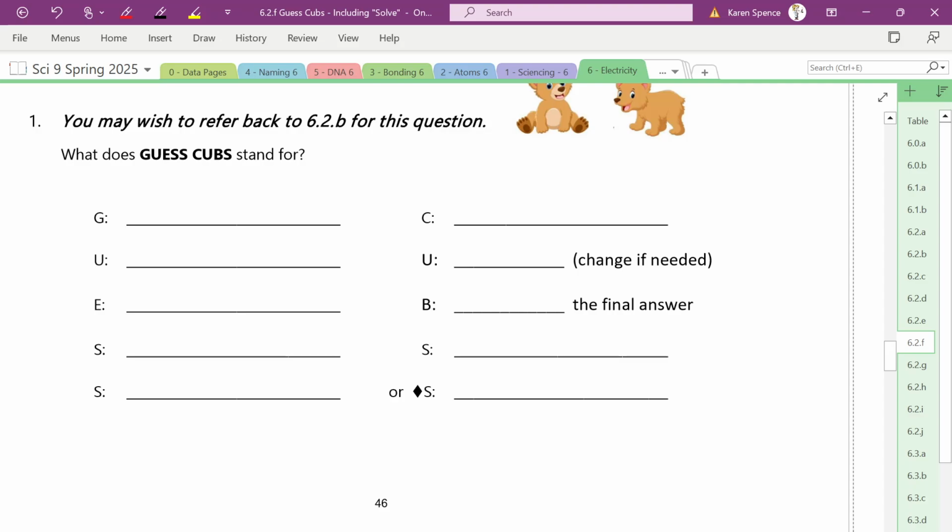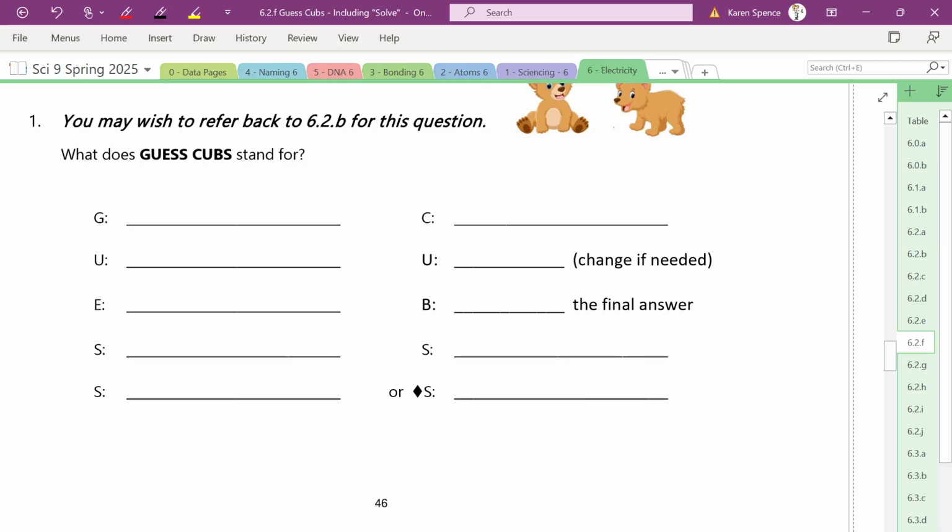The quiz tomorrow, just to be clear, what's going to be on the quiz tomorrow? You need to know what charge is. You need to know what the symbol for charge is. You need to know the unit for charge. You need to know what current is, what the symbol for current is, and what the unit for current is. But you'll have your purple sheet, so that should be pretty easy.